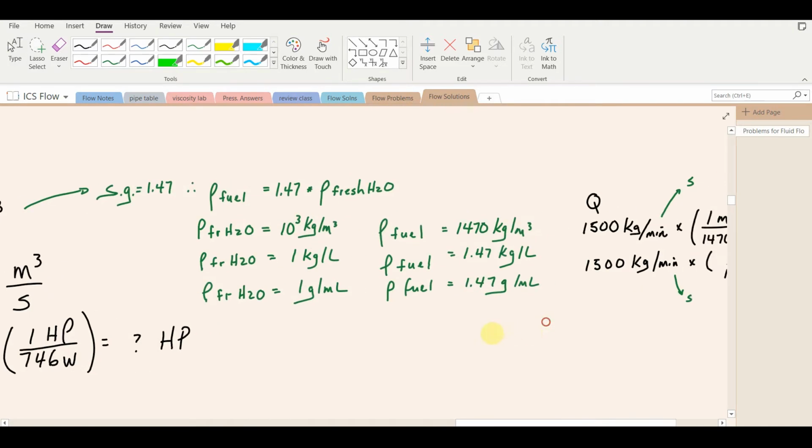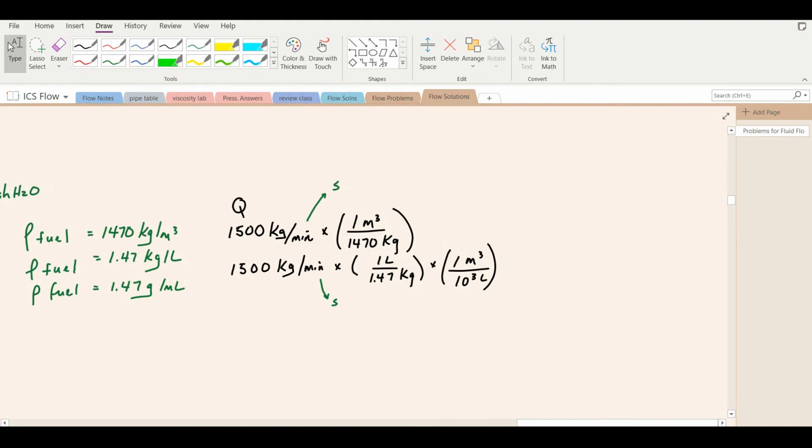So a couple ways you can convert this. You could simply say 1,500 kilograms per minute, and then convert kilograms to liters, because there's 1.47 kilograms per liter for this fuel, and then go from liters to cubic meters. Or you could go directly, say 1,500 kilograms per minute, and convert from kilograms to cubic meters, because there's 1,470 kilograms in a cubic meter. In either case, you'll wind up with a volumetric flow rate of cubic meters per second.